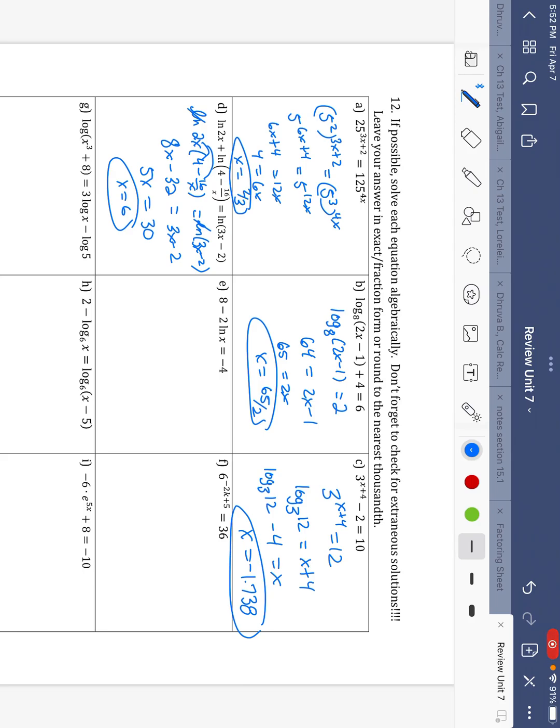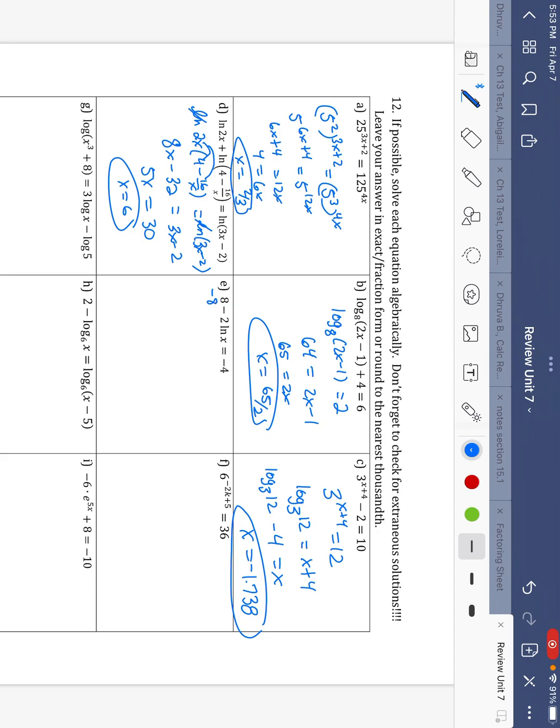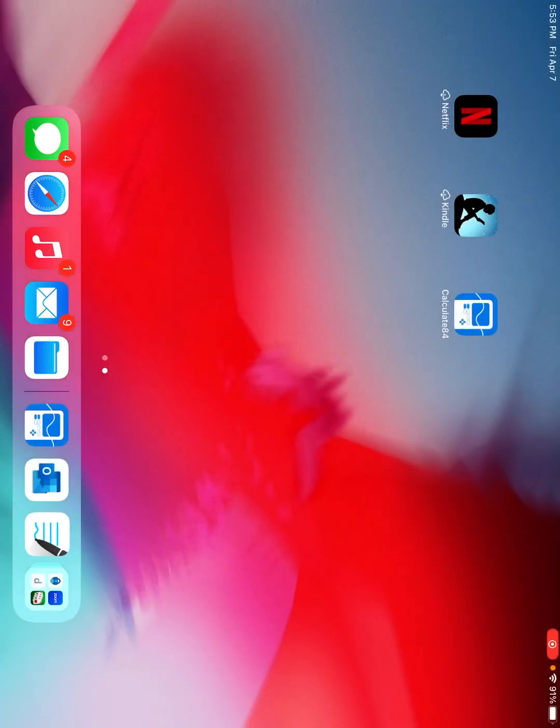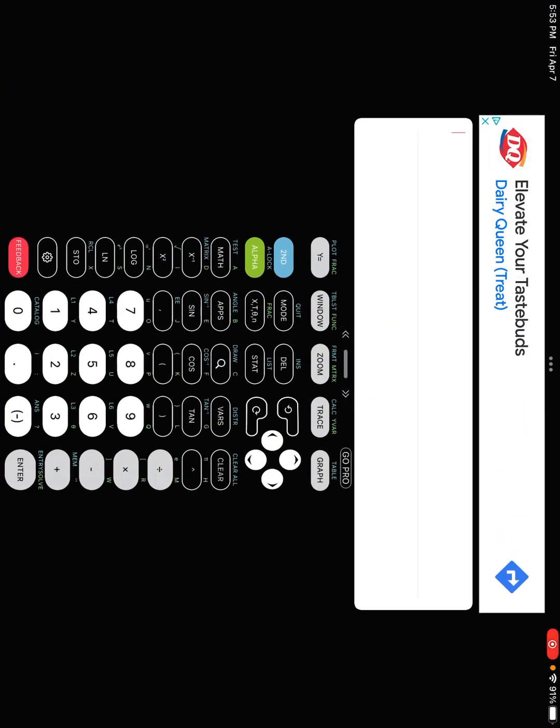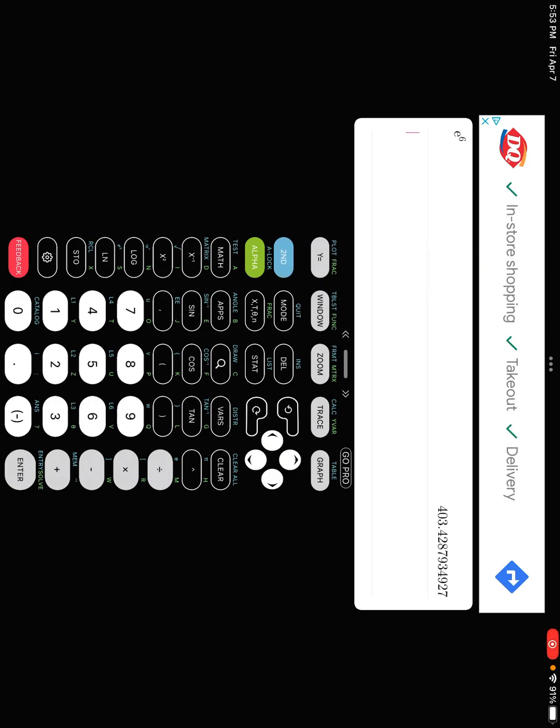All right, let's clean this one up. I need to get this log alone. So take away 8. I have negative 2 ln x equals negative 12. Divide by negative 2, so ln x equals 6. All right, so let's change this to an exponent. It's e, right? E to the 6th equals x. So there's my answer. And so if you wanted to go in your calculator, you could do e to the 6th. So e to the 6th, if you wanted a decimal, there it is.